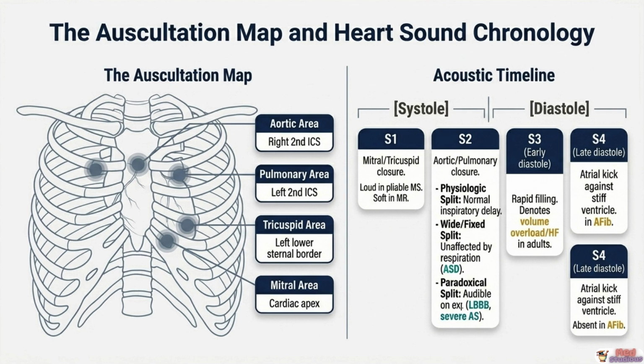S3, occurring in early diastole during rapid filling, denotes volume overload or heart failure in adults. And S4, occurring in late diastole, represents the atrial kick against a stiff ventricle, characteristically absent in atrial fibrillation due to lost coordinated atrial contraction.